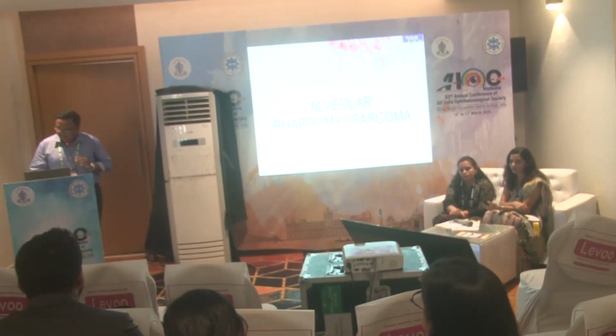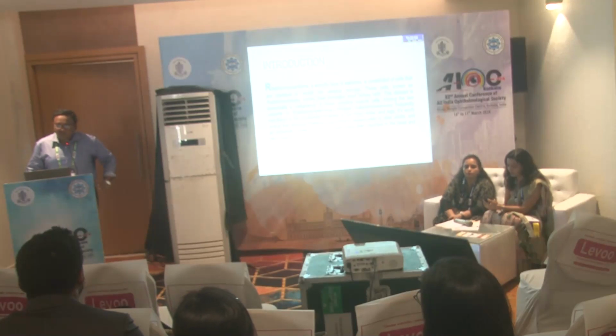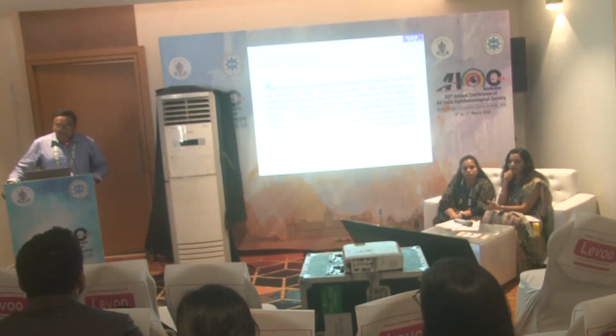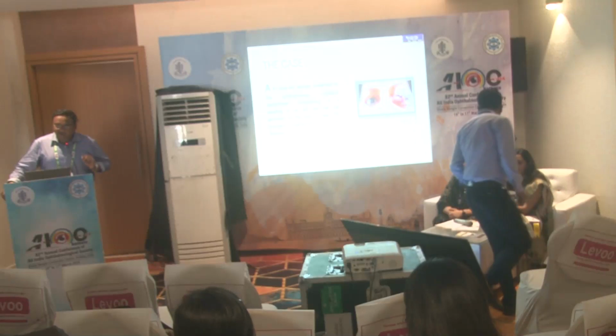The topic given to me was alveolar rhabdomyosarcoma. Rhabdomyosarcoma is a specific type of sarcoma. These cells are known as rhabdomyoblasts. It frequently manifests in the substantial muscles of the torso and limbs. It is not seen, please note, ladies and gentlemen, above the age of 40 and in the neck and face.